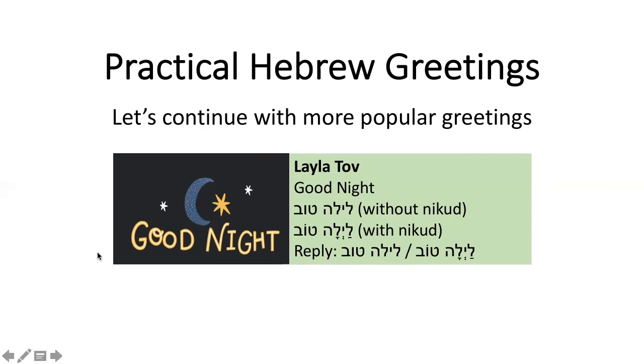Laila Tov, good night. Without the nikud and with the nikud, it's the same spelling, but the dots make it easier to pronounce. So for example, this would sound like Laila Tov. This line underneath the lamed and the 2 dots underneath the yud. And there's a little sign in here that makes it sound like ah. So the proper way of saying it is Laila Tov.